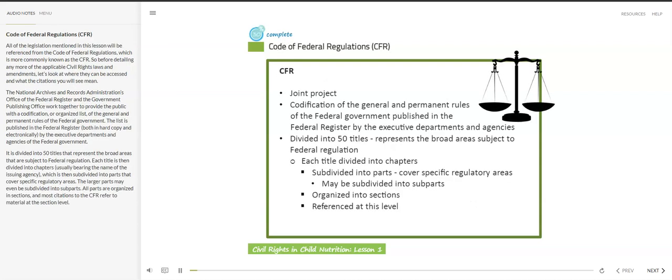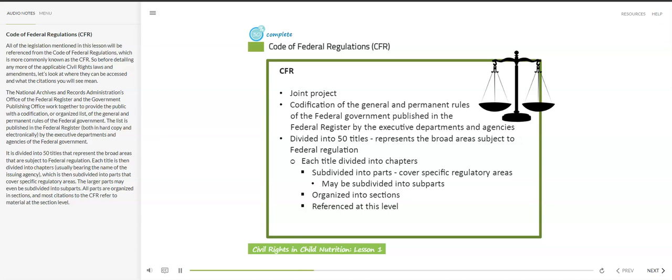Code of Federal Regulations, CFR. All of the legislation mentioned in this lesson will be referenced from the Code of Federal Regulations, which is more commonly known as the CFR. So before detailing any more of the applicable civil rights laws and amendments, let's look at where they can be accessed and what the citations you will see mean.